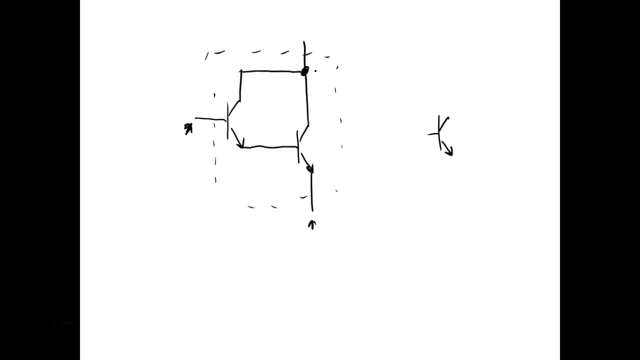Now, what advantage do we have here? Let's say this thing right here has a beta of 30, and this one right here has a beta. What would it be called? Beta. It's a gain, guys.